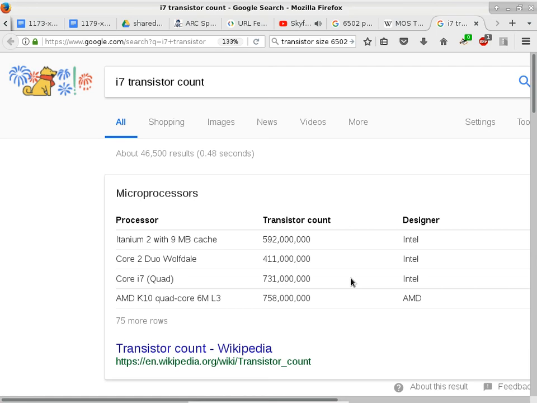So if you do some rounding, let's call this 800 million. So what is 800 million divided by 4,000? Come on. 20,000, right? 20,000. So you can just kind of imagine that, transistor-wise, you're packing 20,000 6502s into one i7 processor. That is a lot.